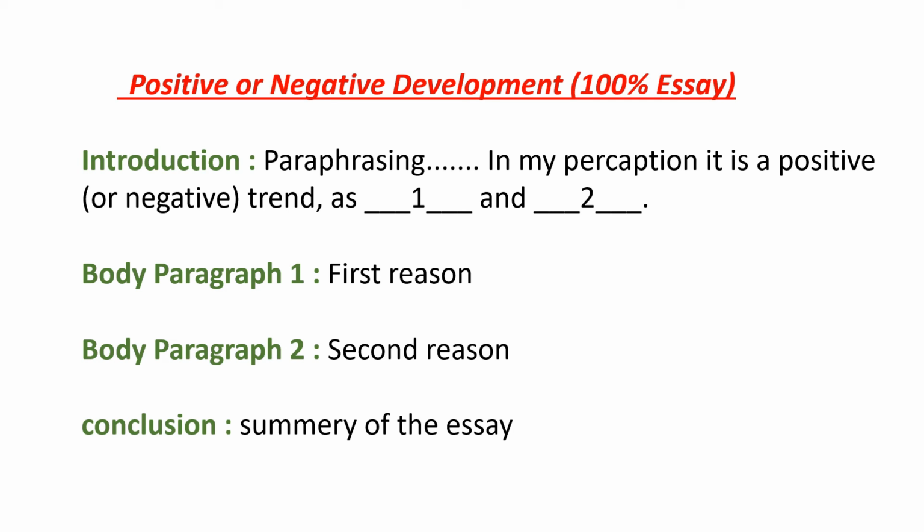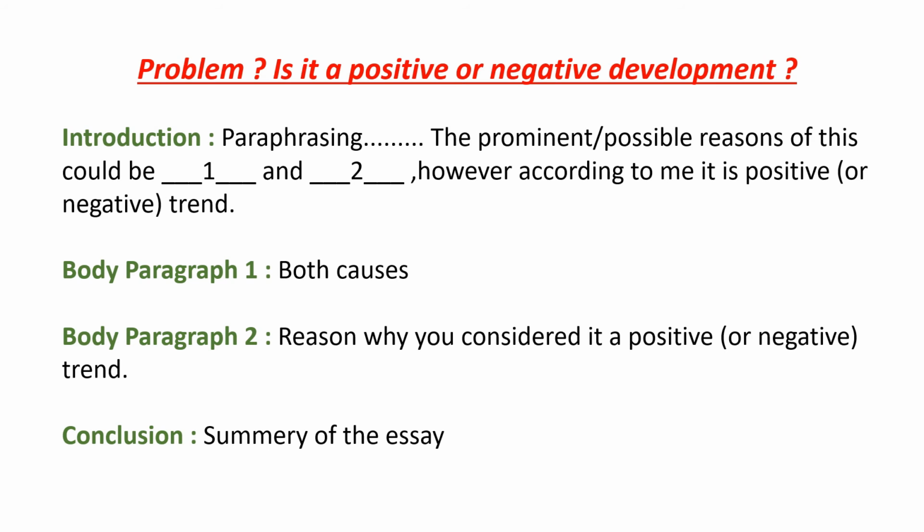1 and 2 are the reasons, the answer to the question asked by the examiner. So in body paragraph 1 you have to explain your first reason, and in body paragraph 2 you have to explain your second reason, and in the conclusion you have to give the overview of the whole essay.